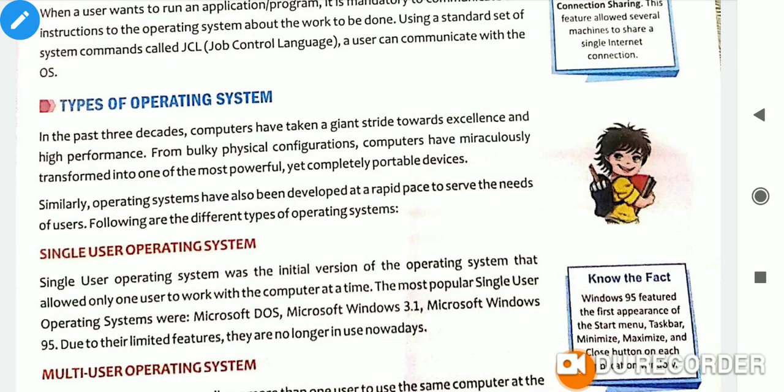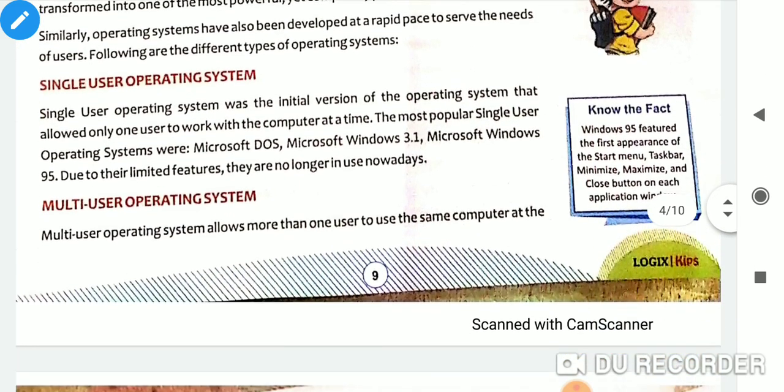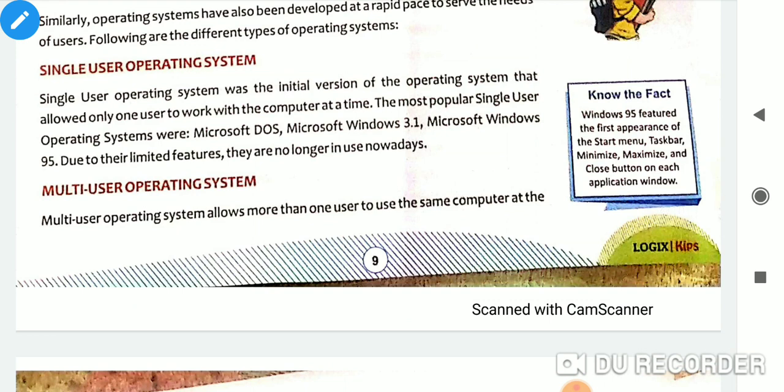Now types of operating system. There are basically two types of operating system. One is called single user operating system and the second is multi user operating system. As the name itself says, single user operating system means any operating system which can be used by a single user at a time is called single user operating system.